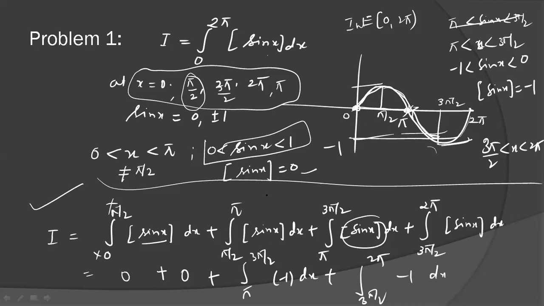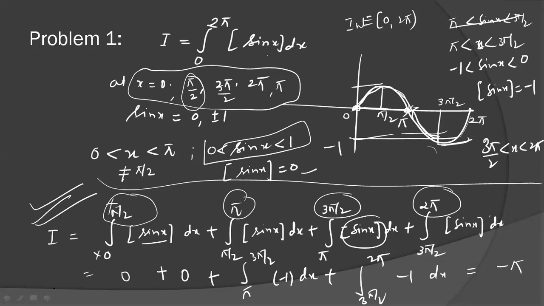Don't use my trick, because only if you are perfect can you try my trick. Otherwise, this is the best way: break at all the points where the function is giving you an integer value. If you simplify it, you will get the answer equal to -pi. I am giving you the solution of it.